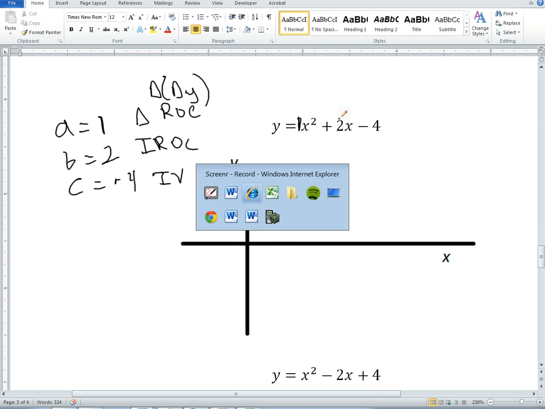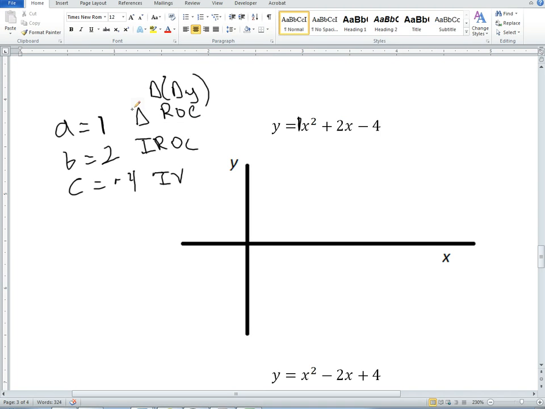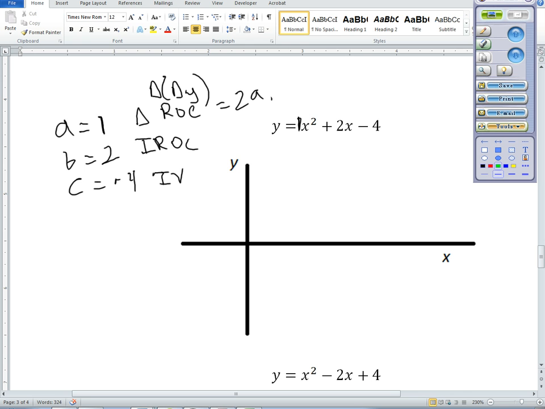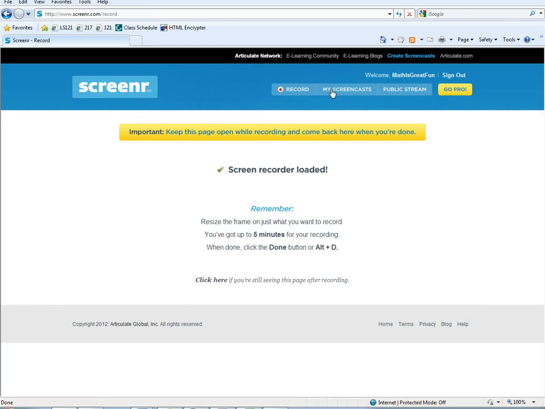Okay, well let's try to piece these together. So we know, twice a is the change in the rate of change. So in this situation, a is 1, which means that our slope will be increasing by 2 as each input passes.